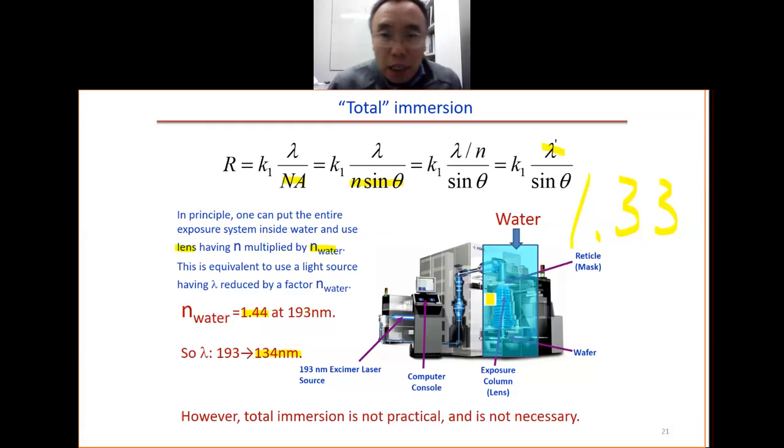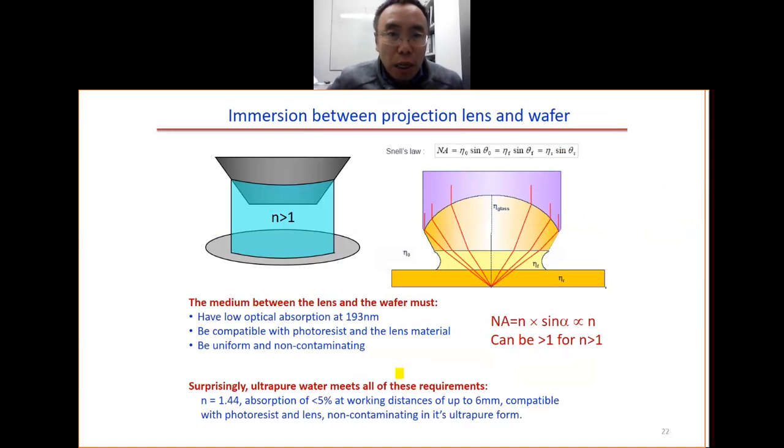But in reality, we do not have to put everything in water. It is not practical, and also not necessary. All we need to do is put a liquid between the objective lens and the wafer. All the other places are the same. They are dry. Only this place we put some liquid.